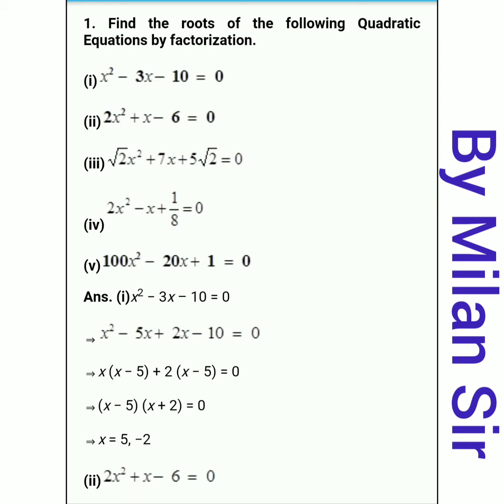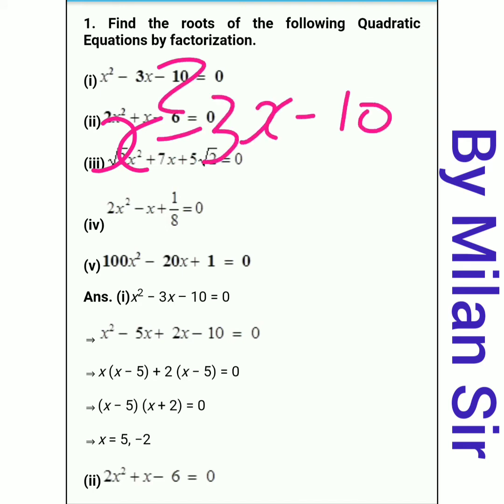First of all, question number 1, x square minus 3x minus 10. Now for factorization, first we need to multiply our last term, the constant term, and the coefficient of x square. Here nothing is written, so we can write 1. The coefficient of x square is 1. Now 1 multiplied by the constant term minus 10 gives minus 10.